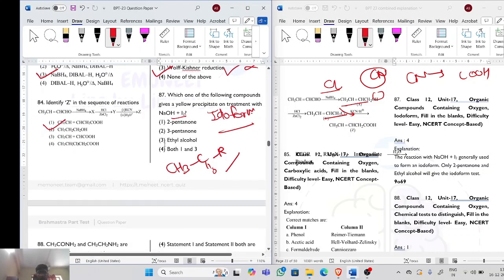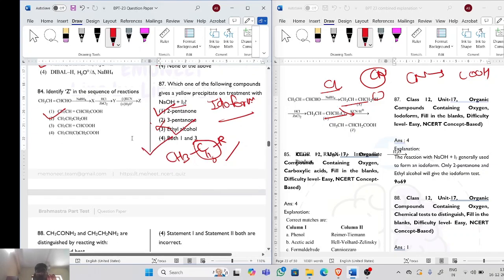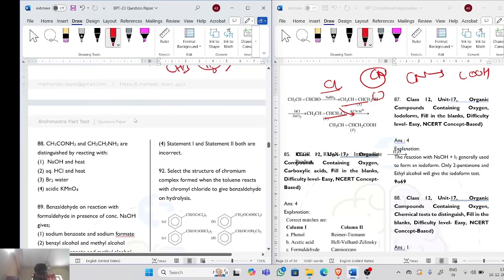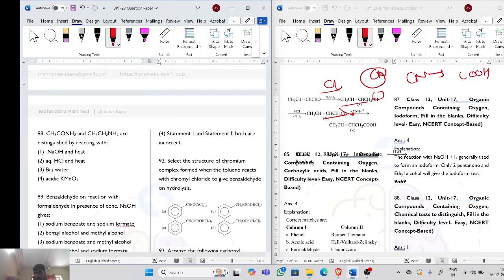So now checking all the options, we can directly say that the structure of 2-pentanone will have this structure. 3-pentanone won't have this structure. Now ethyl alcohol can have this structure. Hence option number 4, both 1 and 3, are the correct answers. So option number 4 is our correct answer.